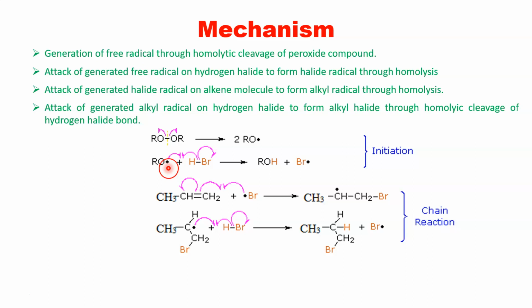After that, this peroxide free radical will cleave this HBr equally. As we have seen, HBr in case of Markovnikov rule is cleaved heterolytically, and it is due to polarity. But due to the effect of the peroxide free radical, it breaks HBr into equal radicals. So we get a bromide radical, right? And this H gets attached to this RO, and we get ROH, and now this Br we get in the initiation stage, this Br free radical.